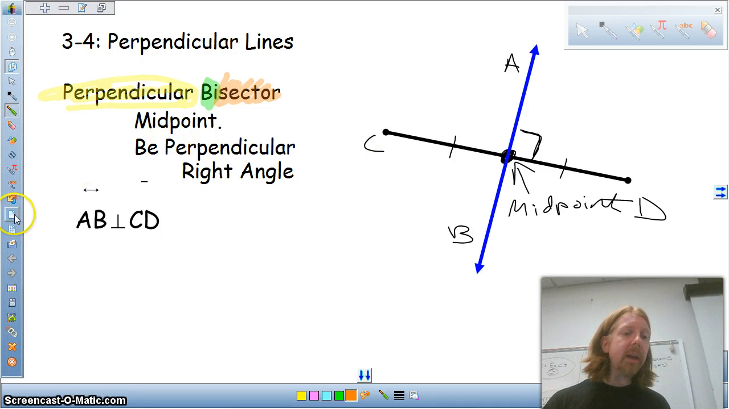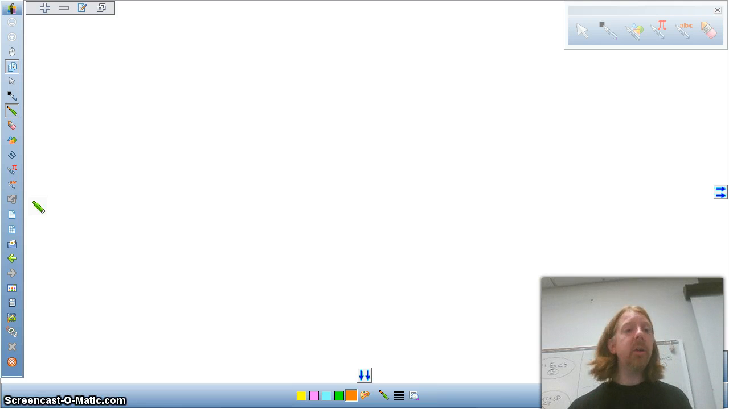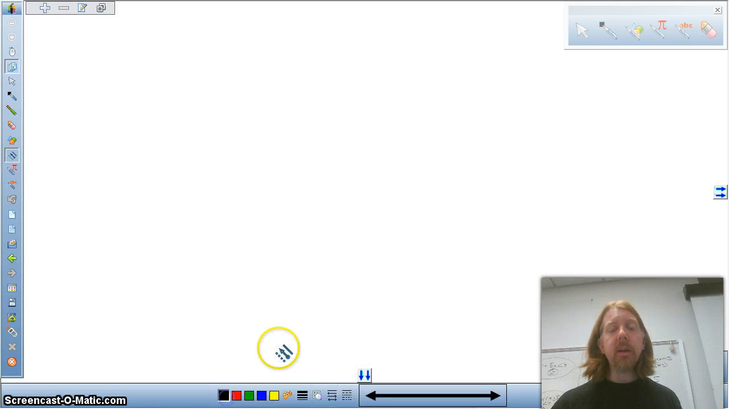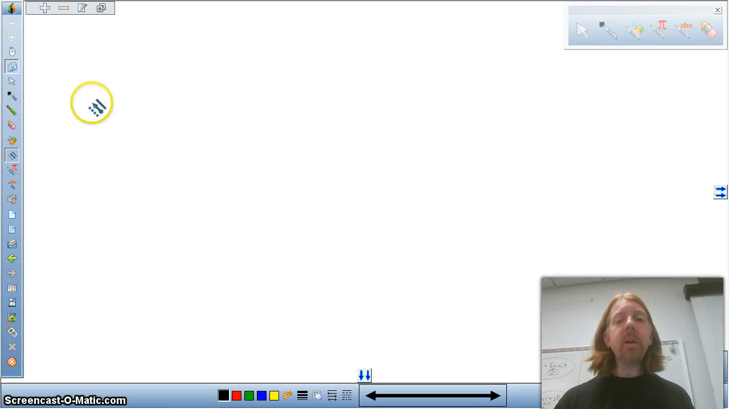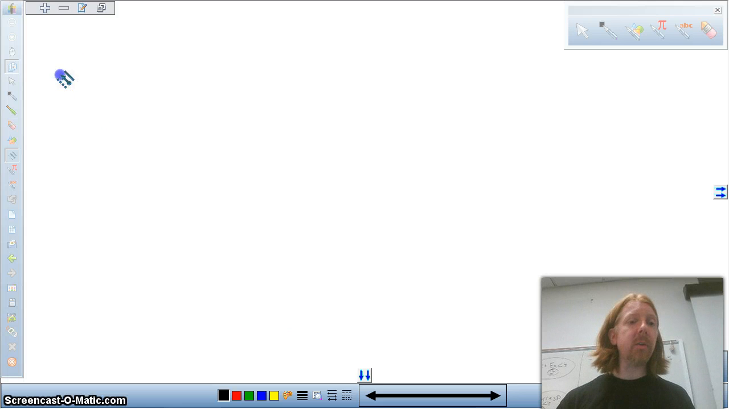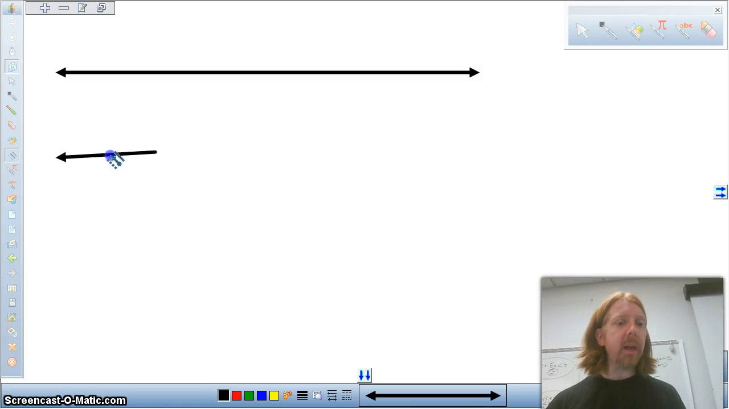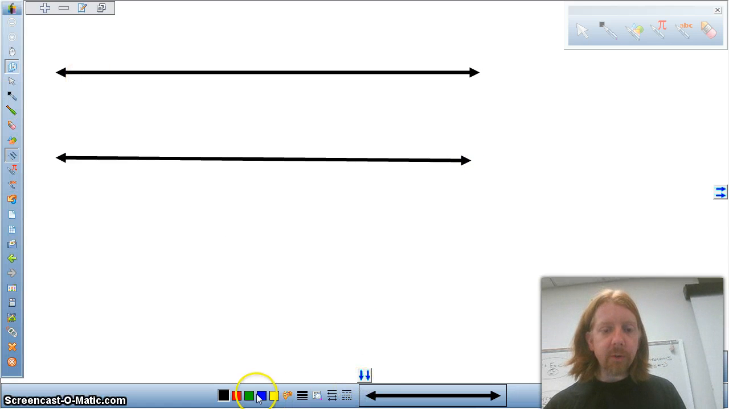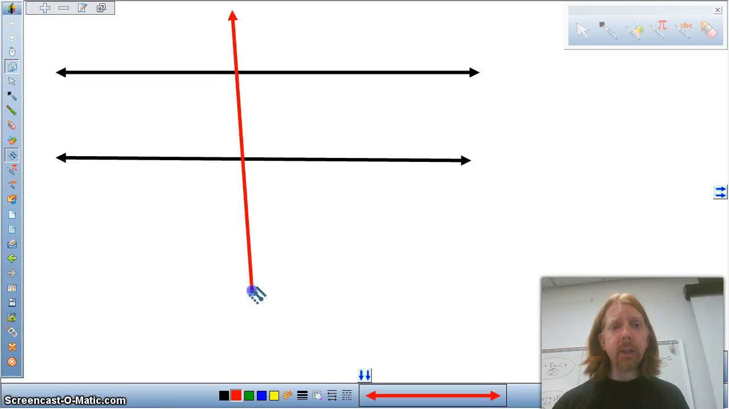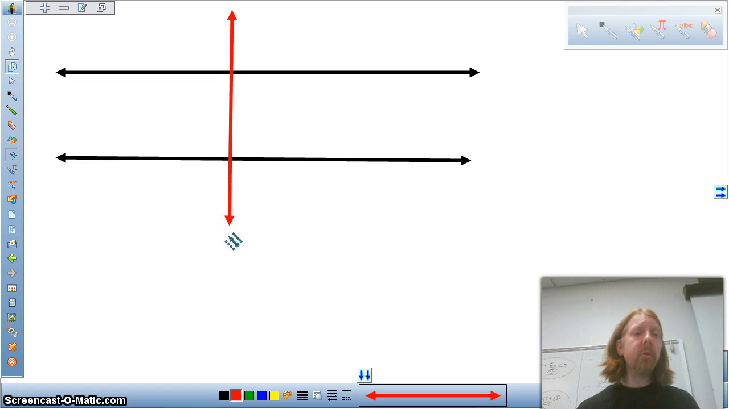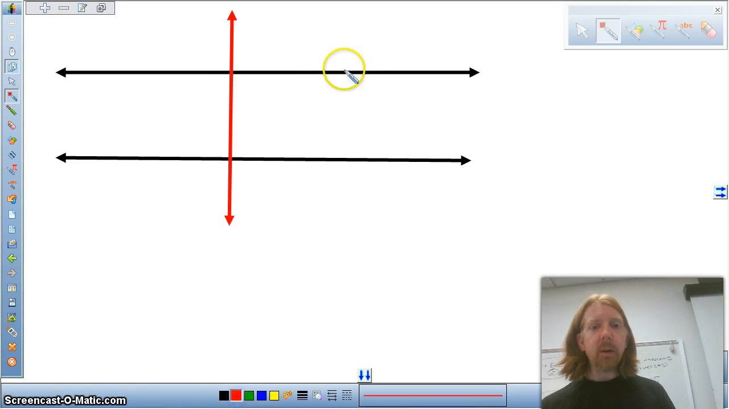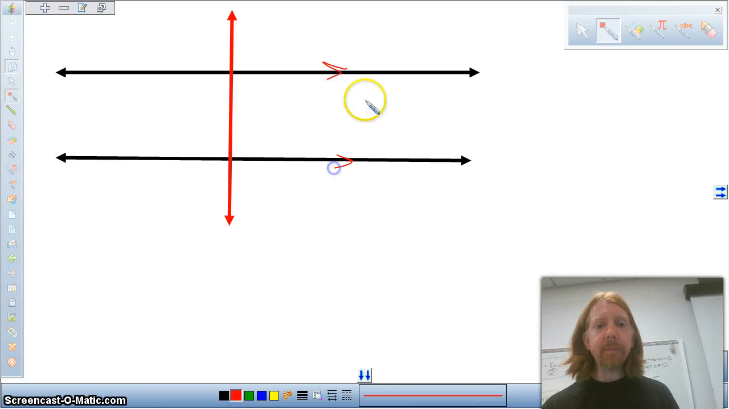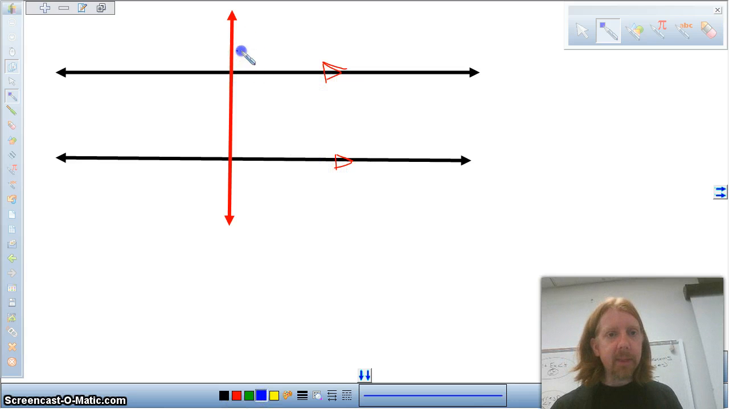Now, when we start to look at some of the theorems that come out of these parallel line postulates and theorems, we're going to focus today just on ones that involve right angles. So here I'm going to take two parallel lines. There are those. Now I'm going to draw a transversal. The transversal will be a little bit unique because it's going to be perpendicular to one of those two lines. So there are my arrows to show parallel. Now I'm going to add on the fact that this is perpendicular.